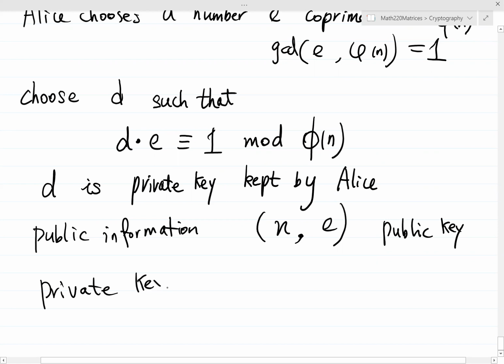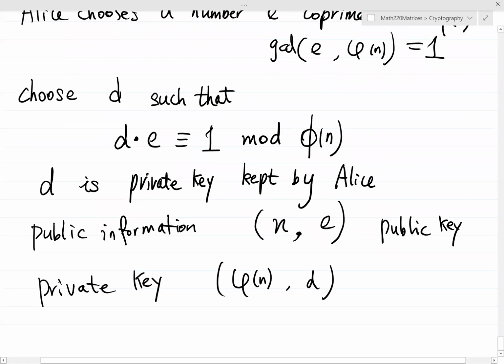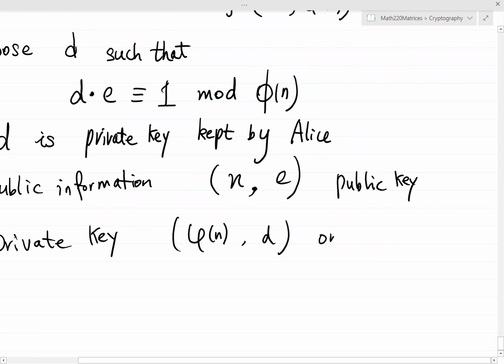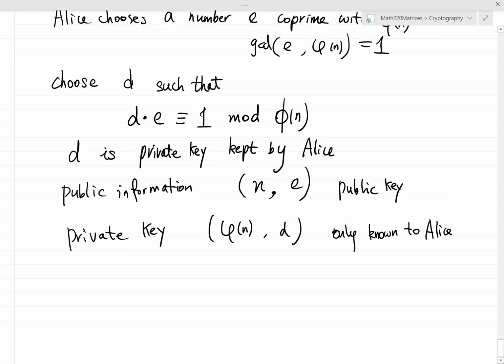This private key, phi N and D, is only known by Alice. Even Bob doesn't know this. So the private key is only known to Alice. Now this is better than the Hill cipher.